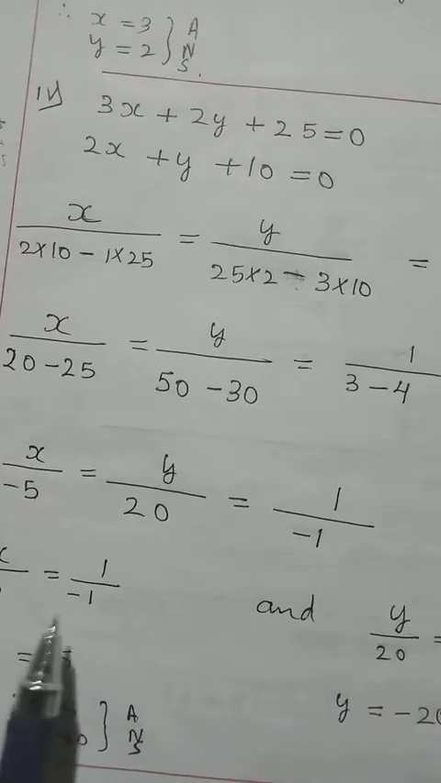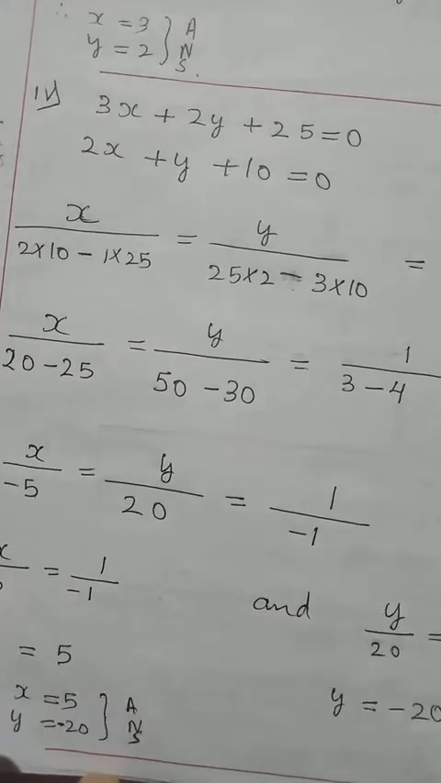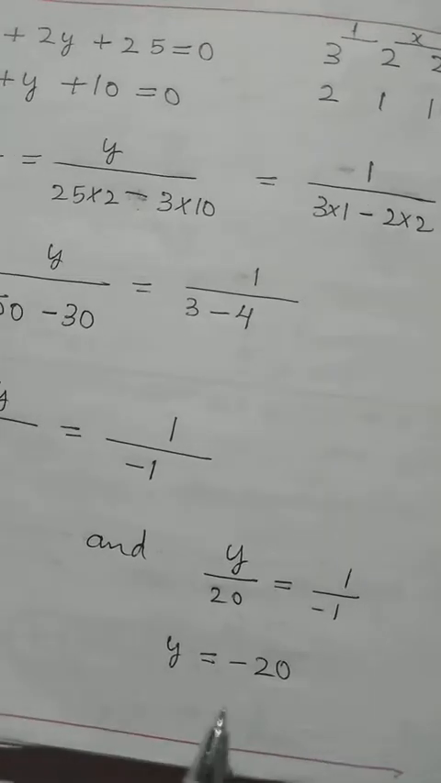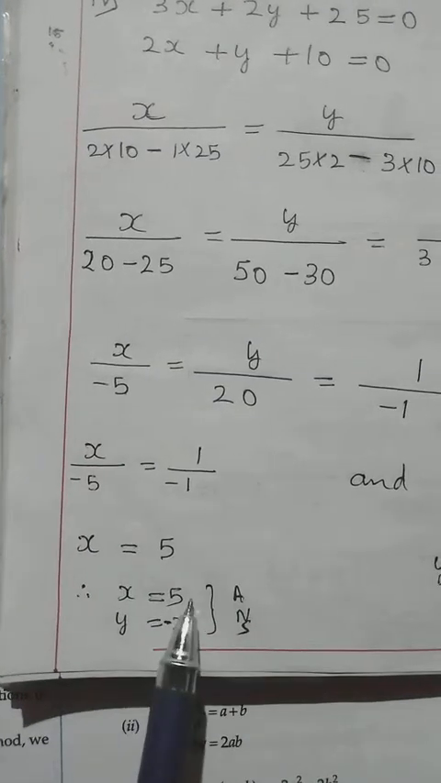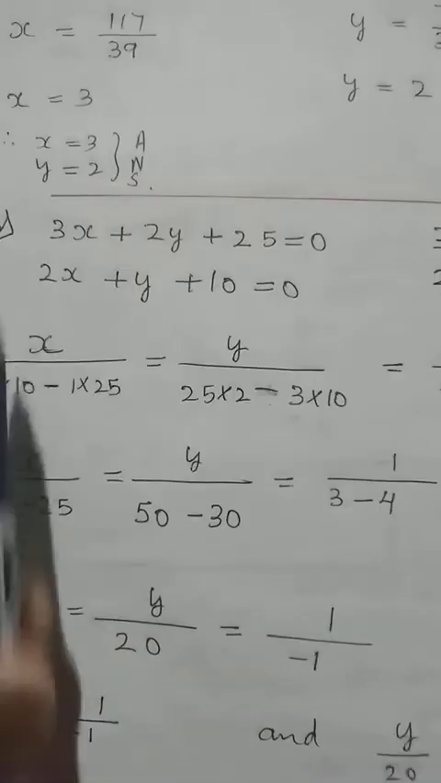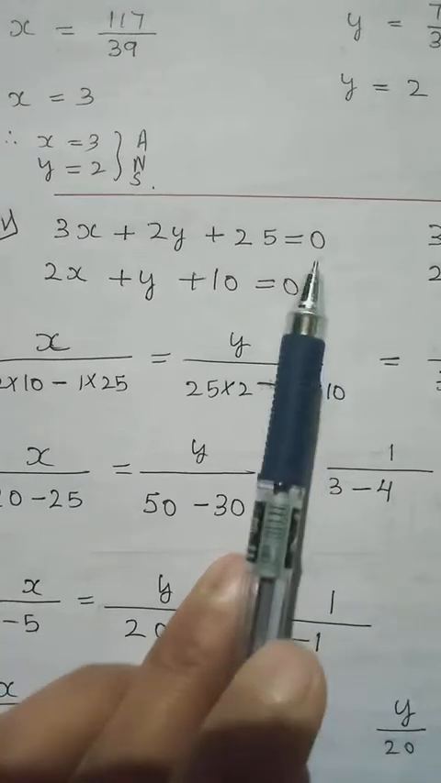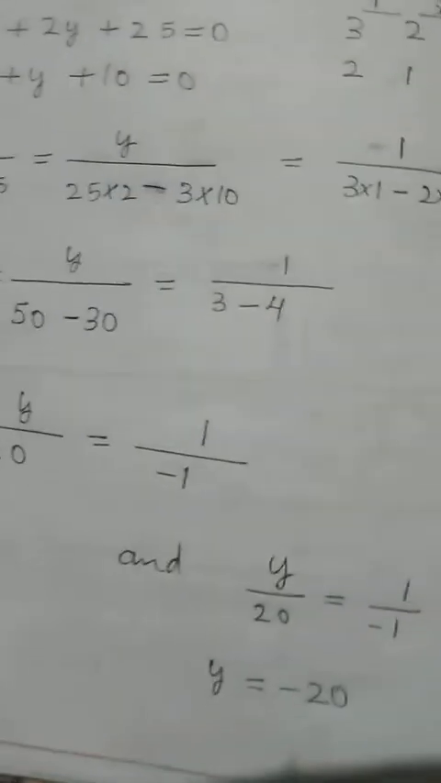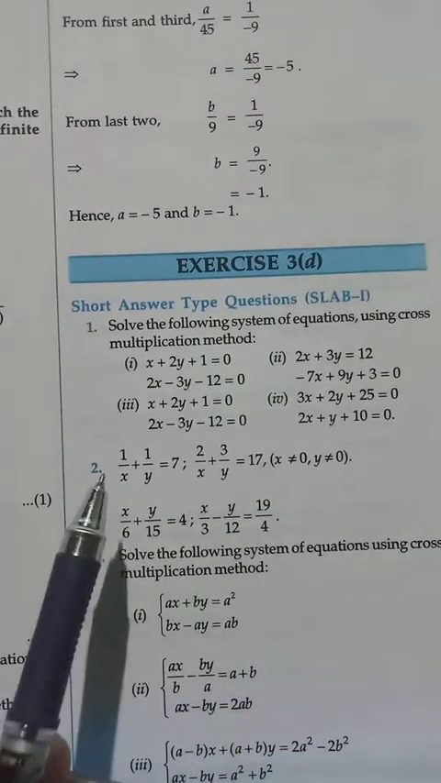So we will get here 5 into minus 1, minus 5. Then here we will have 20 into minus 1 will be minus 20. So we get the value of x as 5 and minus 20. If you replace the value here, you will see we get equal to 0. If we don't get 0, that means we made a mistake in calculation. Then we proceed to the next question, number 2.